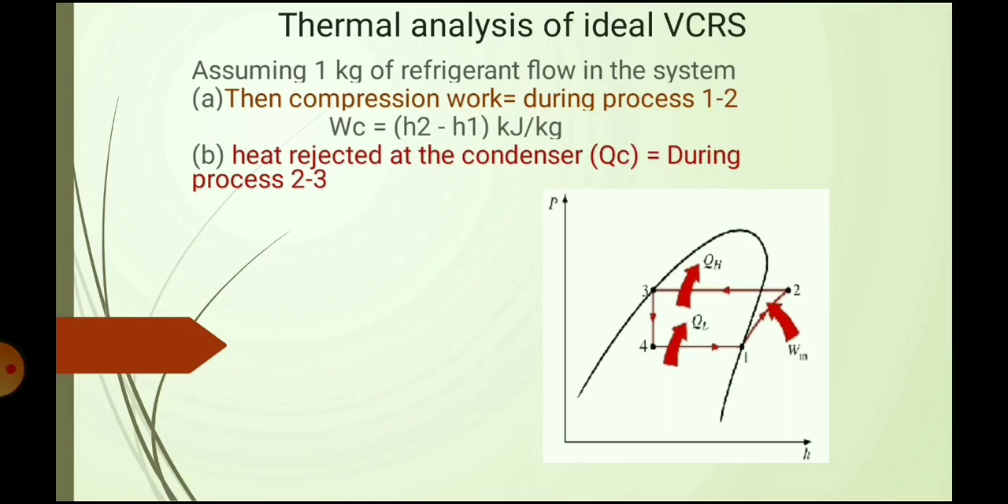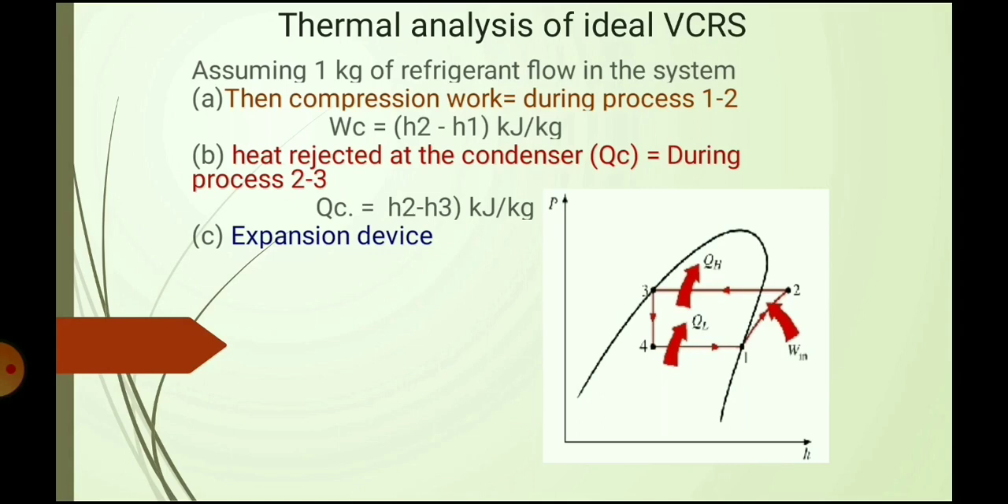Next one is the heat rejection at the condenser QC, and it happens during process 2-3. That will be the condensation process 2-3. During this process there will be a loss of heat, the rejection of heat from the refrigerant to the environment. Clear? And therefore that will be equal to H2 minus H3 kilojoule per kg. Why is it kilojoule per kg? Per kg means it is for 1 kg of refrigerant.